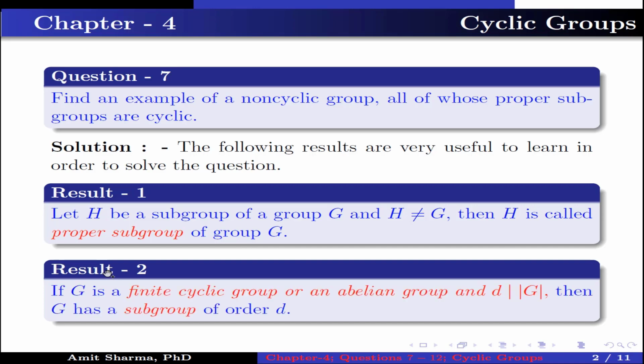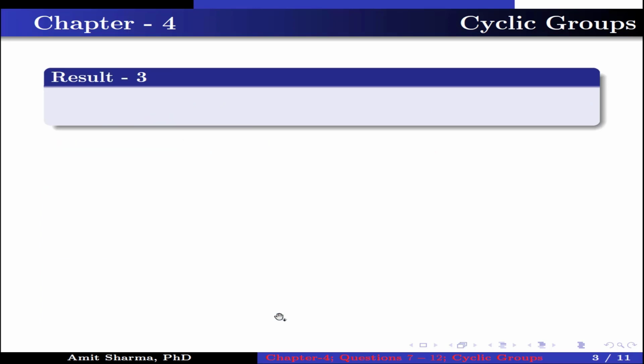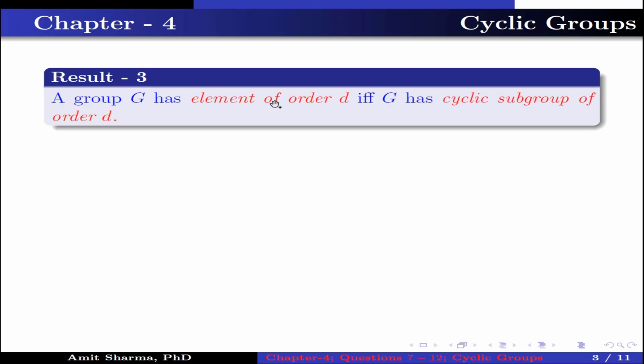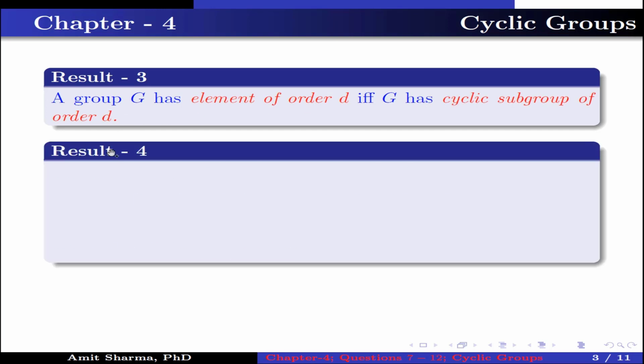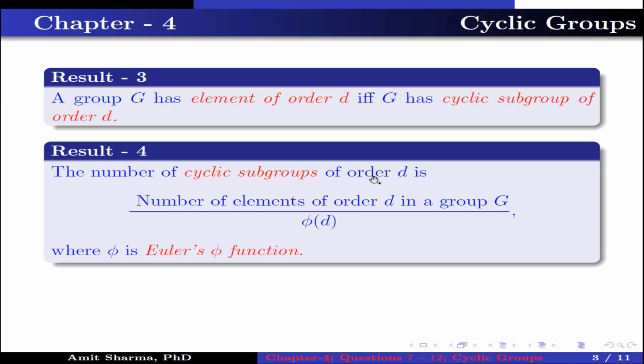Result number 2. If G is a finite cyclic group or an abelian group and D divides the order of G, then G has a subgroup of order D. Result number 3. A group G has an element of order D if and only if G has a cyclic subgroup of order D. Result number 4. The number of cyclic subgroups of order D is the number of elements of order D in a group G divided by phi of D, where phi is known as the Euler phi function.